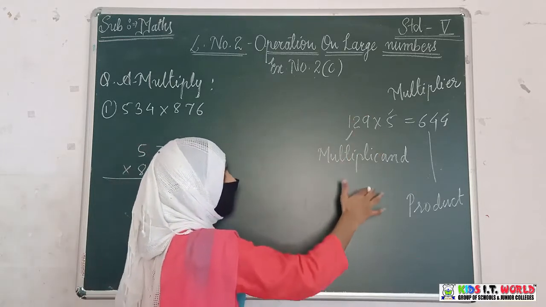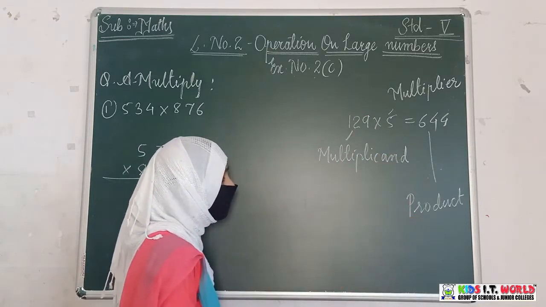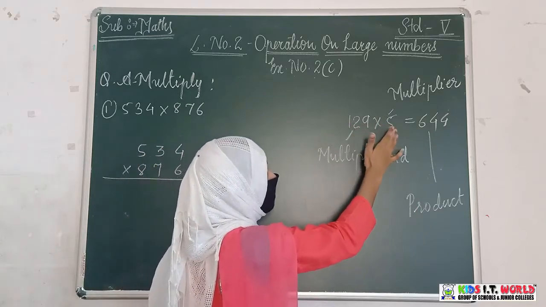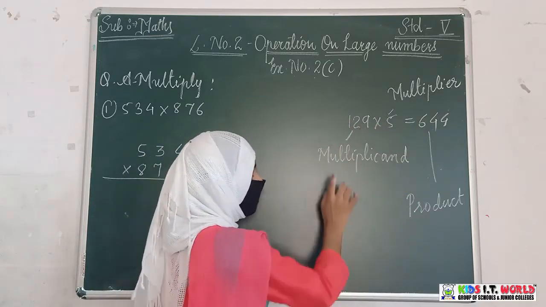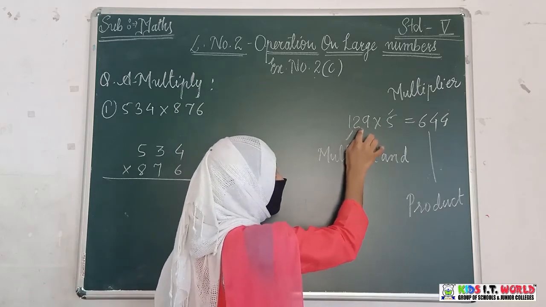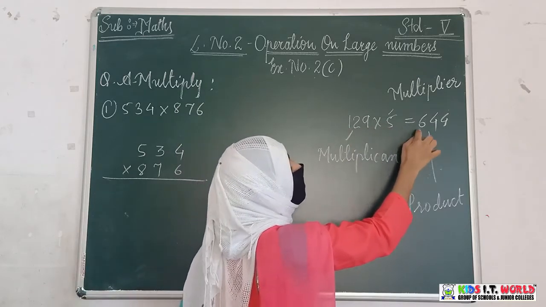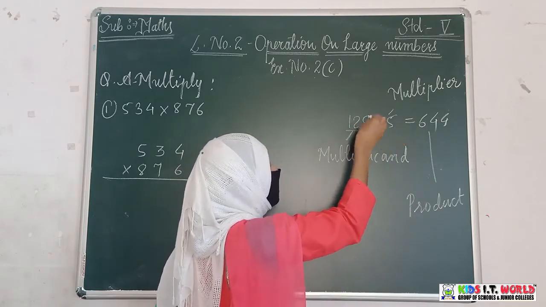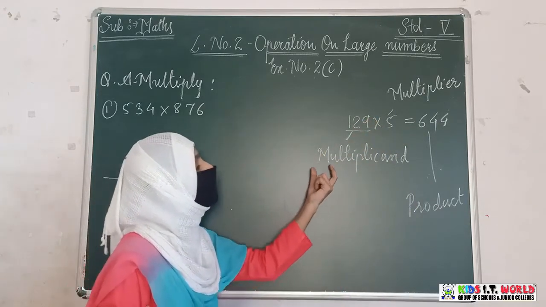There are 3 different names we are having for this type of multiplication. Here if you are multiplying the number, you will get the answer in this way. We are multiplying 129 by 5, we will get 644. So the number which we are multiplying, it is called multiplicand.